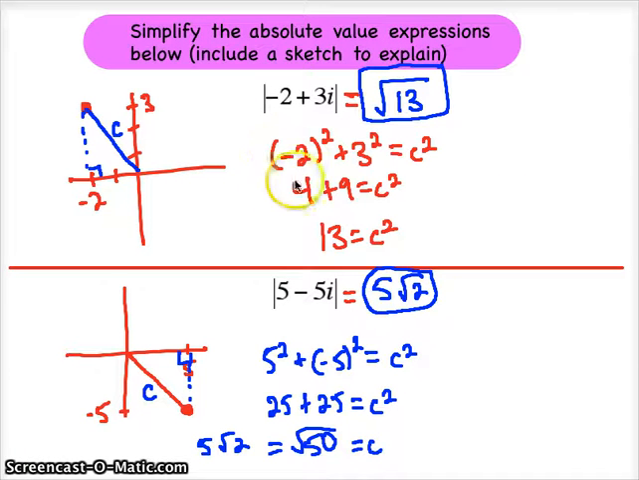Alright, on the top, you had negative 2 going to the left, 3 units going up. So negative 2 squared is 4, 3 squared is 9, and you get 13. But remember, that's equal to c squared, so don't forget, your final answer would be the square root of 13 units.